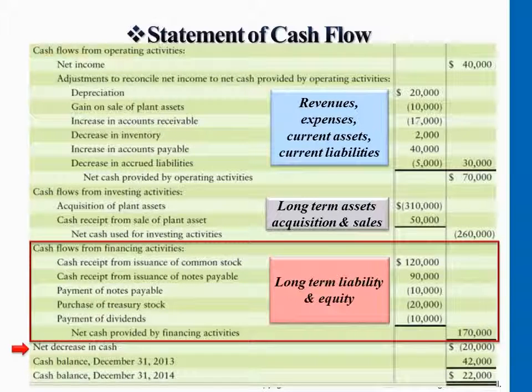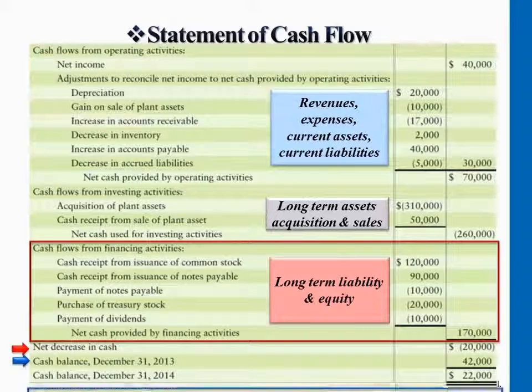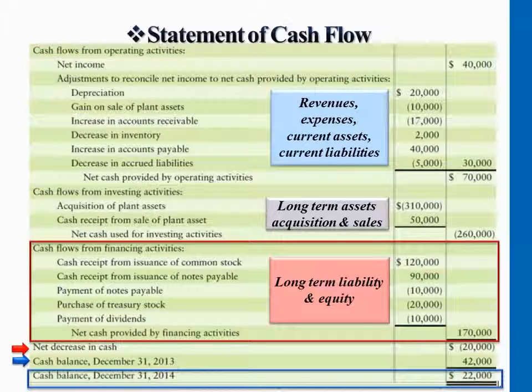Okay, so overall the net increase or decrease, if we add the three sections together, we have a negative 20,000. Again, that's because the majority of the cash we lost was in purchasing long-term assets, 310,000. Okay, so this $20,000 is the balance of net decrease in cash. If we add it to last year's balance, this will give us this year's cash balance that you see on the balance sheet. So this part here, the 22,000, should agree with the balance sheet cash balance, $22,000.